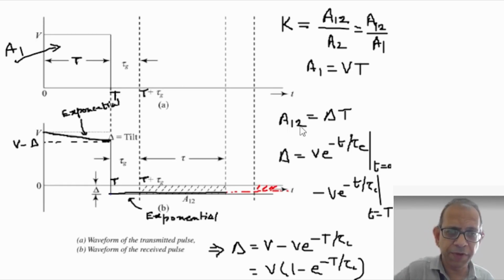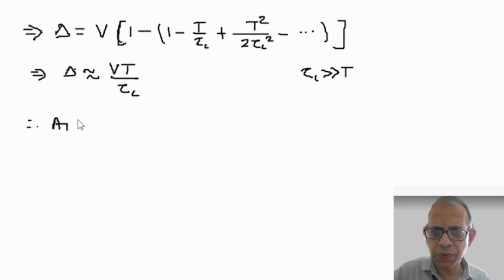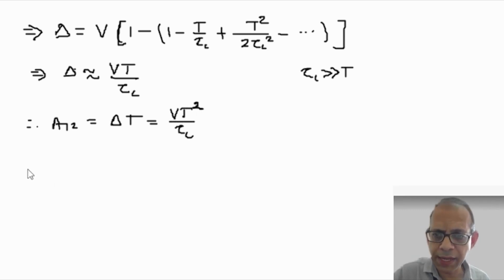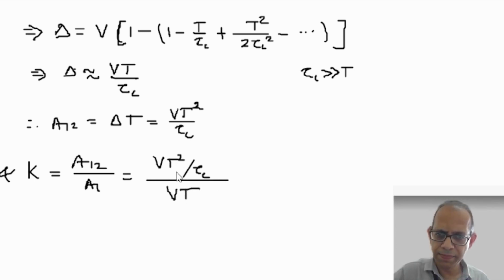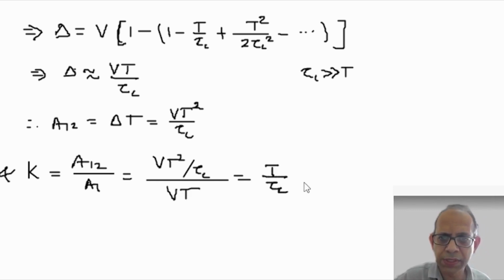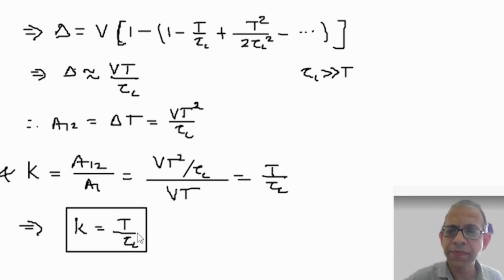Substituting this delta in the expression of A12, delta into T becomes VT by tau C into T, so A12 is VT square by tau C, and therefore K, the crosstalk factor, equal to A12 upon A1, is VT square by tau C upon VT. V and V cancel, T square gets cancelled once with this T, and therefore what remains is T by tau C. So this crosstalk factor K is T by tau C. So it depends on the pulse duration T and the time constant of the channel. Of course, this time constant of the channel is not in our hand, but we can control this pulse duration.